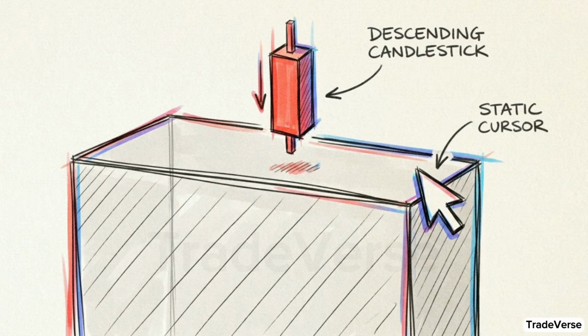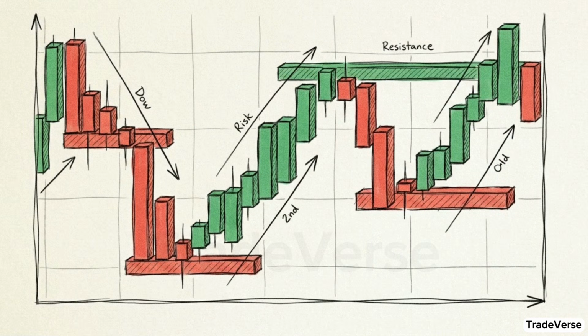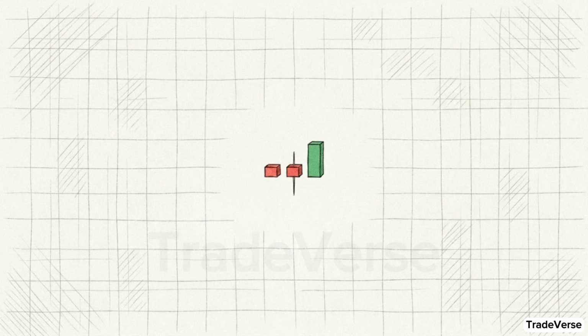Practice patience here. Do not anticipate the pattern until the price physically intersects with the point of interest. The macro level provides the institutional context required for the trade. Without it, the 3-candle pattern is just a random fluctuation, not a reliable signal.